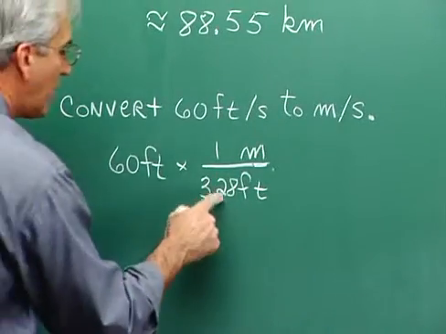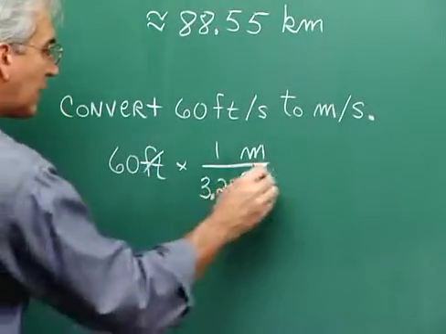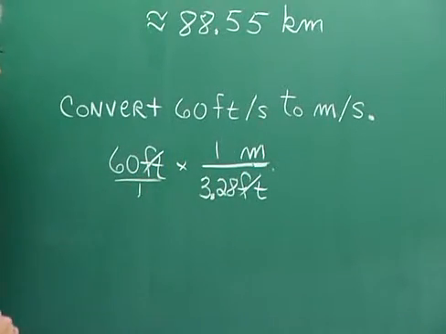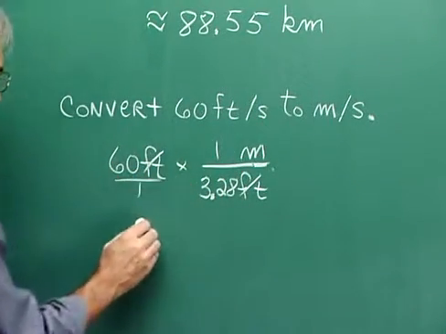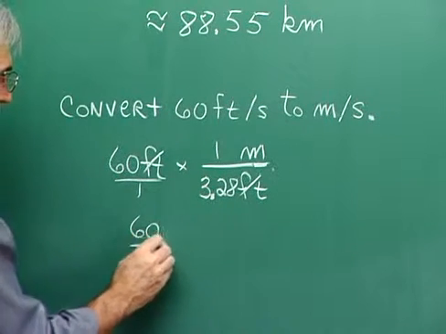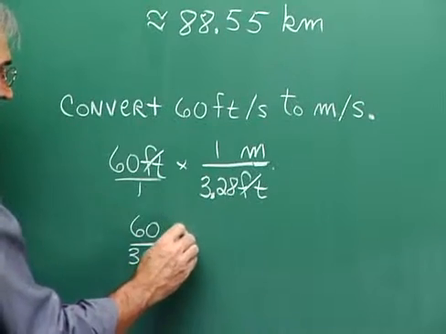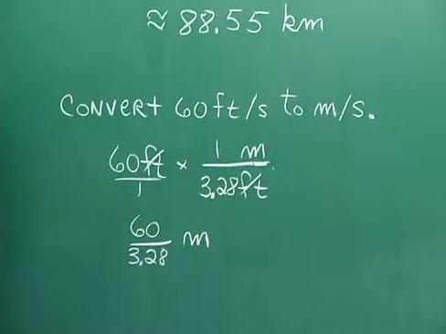Well, notice the number here is in the denominator. The feet are going to cancel. And as we multiply straight across, and remember this is understood to be over 1, so what we'll have here is 60 over 3.28 meters. You see, that's the idea. And this is the calculation that needs to be performed.